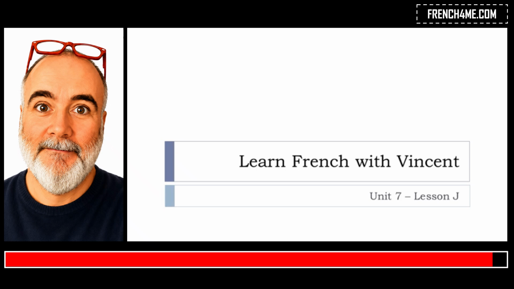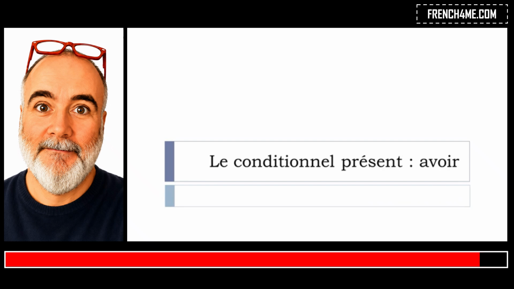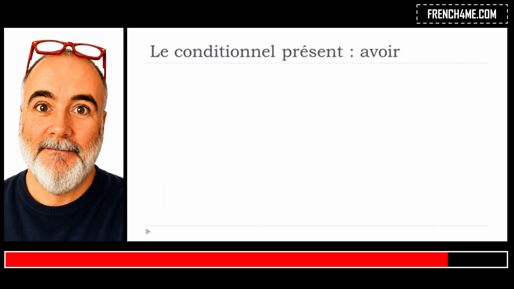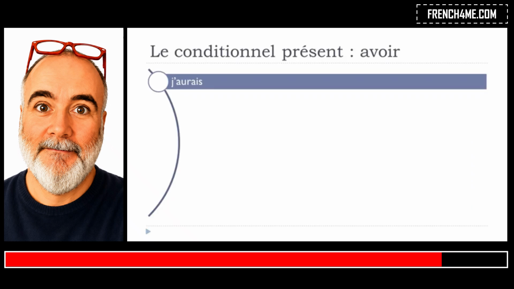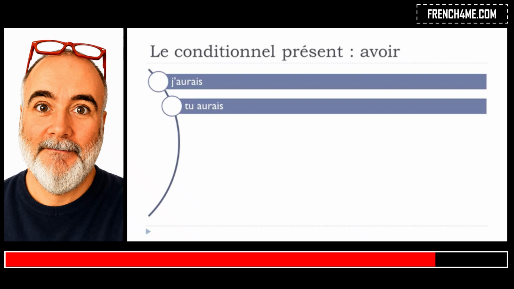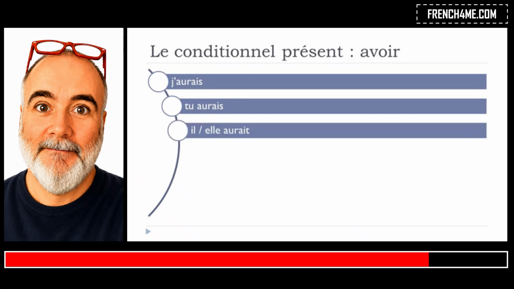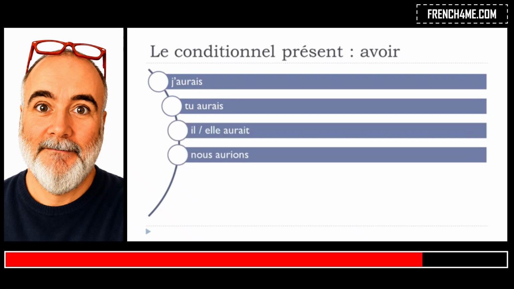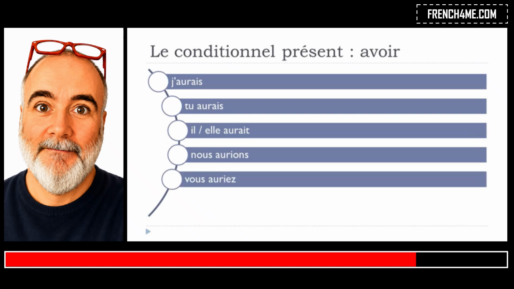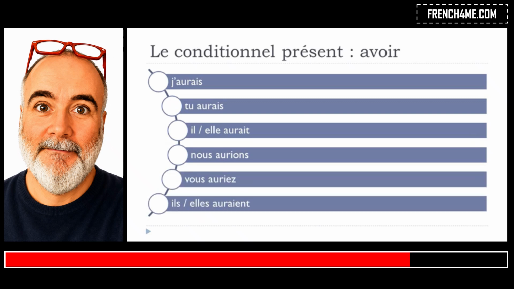This is Unité 7, leçon J. So in the previous lesson we saw the conditionnel passé form of être, to be, and in this lesson we'll focus on the conditionnel présent form of avoir, to have, okay? So let's see now how it goes. J'aurais, tu aurais, il aurait, elle aurait, nous aurions, vous auriez, ils auraient, elles auraient.